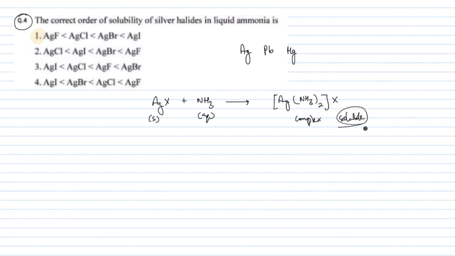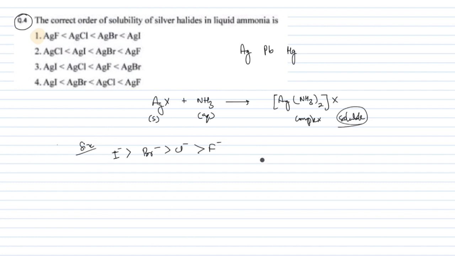Now this particular solubility depends upon many factors like the concentration of the solution, but if we keep the concentration constant, and I have to tell you which is more soluble, then you have to decide based upon the size of the halides. Because the silver is constant, the size of the halide is going to decide it. Now the order of size goes like this: iodide is going to be the highest size, then bromide, then chloride, and the lowest one is fluoride.